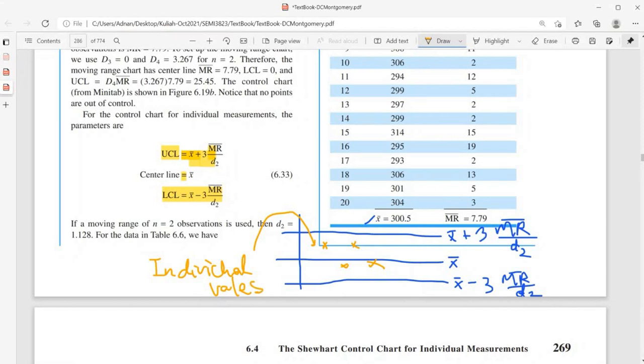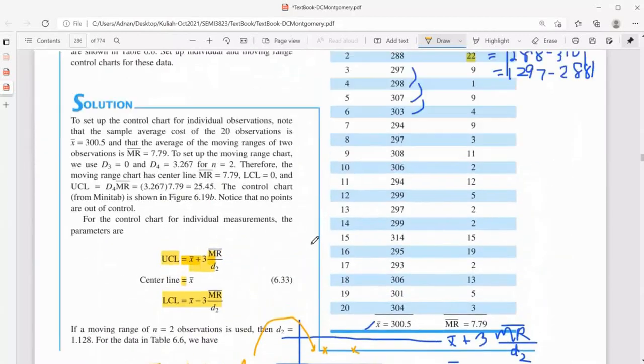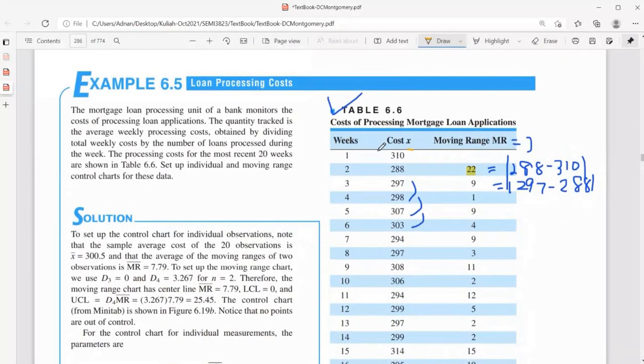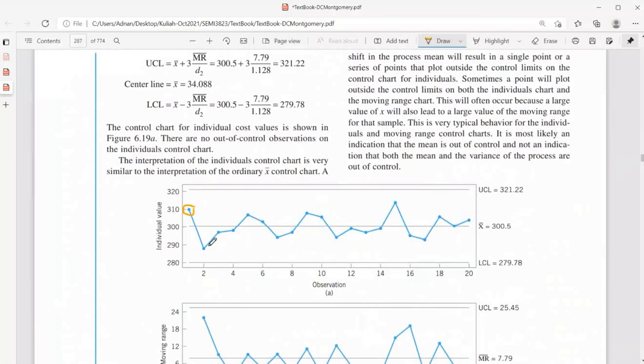If we see in the earlier example, we have these 20 individual values. The first one is 310, we see 310 here, and we plot this value. The second one is going down, 288, and then it moves up. So these are the individual values plotted. This is what we get from our calculation: the average, and this is the lower control limit.